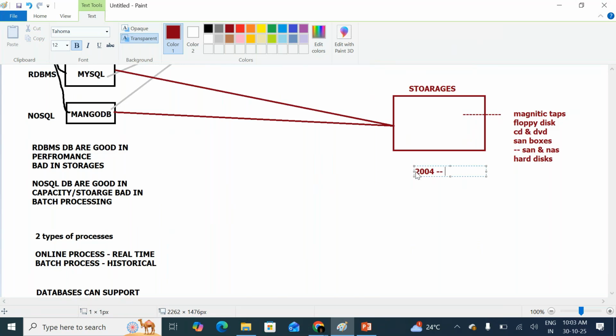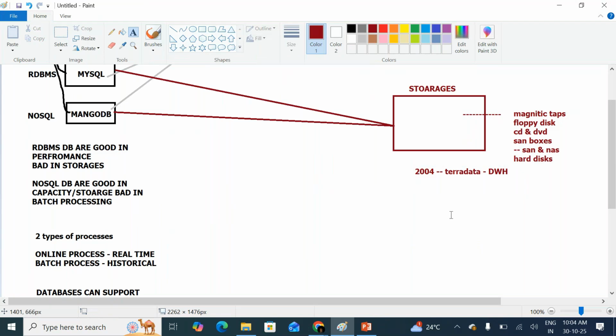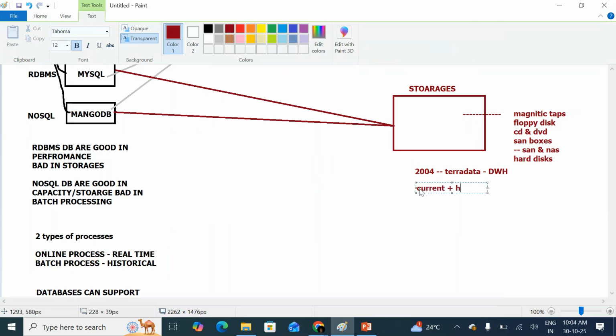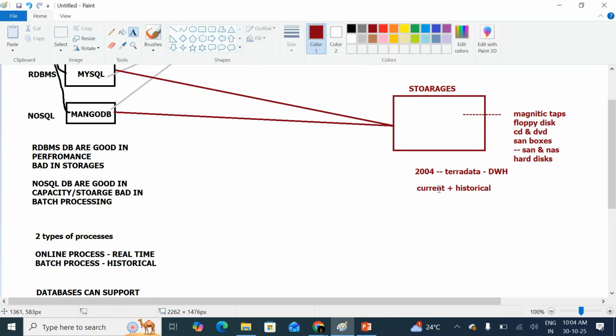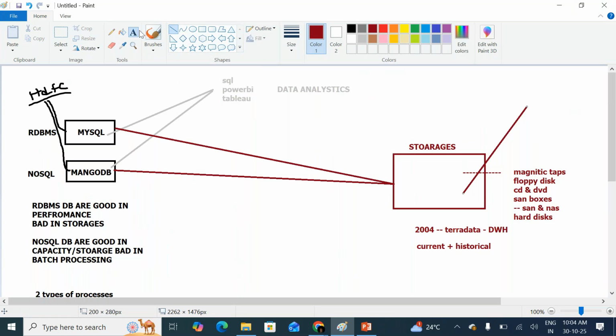Now, in 2004, we got a data warehouse called Teradata. Data warehouses are storage capabilities exclusively used for data analytics. Teradata was one of the first data warehouses, released in 2004. If you have 10 years of history, all current and historical data is maintained here. Based on the requirement, they connect to Teradata systems and do data analytics from here.